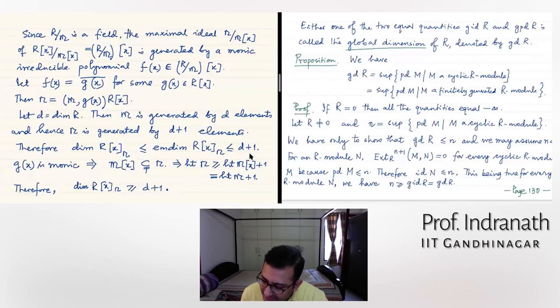Now comes that since your g(x) is monic, you have your monic irreducible polynomial f(x), and g(x) is a lift. So if g(x) is monic, you know that this is not contained in n. Again, why? I mean, not equal to n, I'm sorry, properly contained in n. Why? What is so special about g(x) that makes us say that? Remember what your n is, don't forget, n is this.